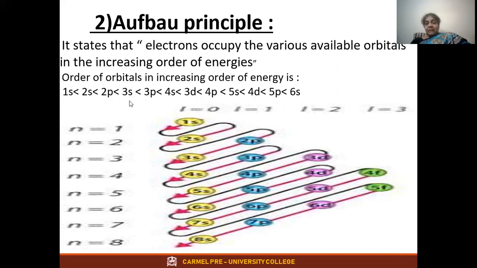Then take down this energy level diagram, students. Take down this energy order: 1s less than 2s less than 2p, 3s, 3p, 4s, 3d, 4p, 5s, 4d, 5p, and 6s. Take down all this. Okay, this is how we explain the Aufbau rule. Then what is the next question?